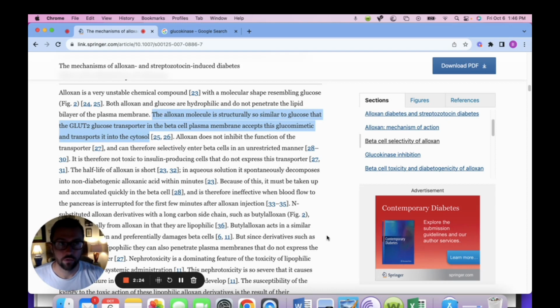So insulin is so commonly called like a key that lets glucose into the cell. Alloxan is something that looks so similar to glucose that when insulin goes to let glucose in the cell, alloxan just goes in right behind it.